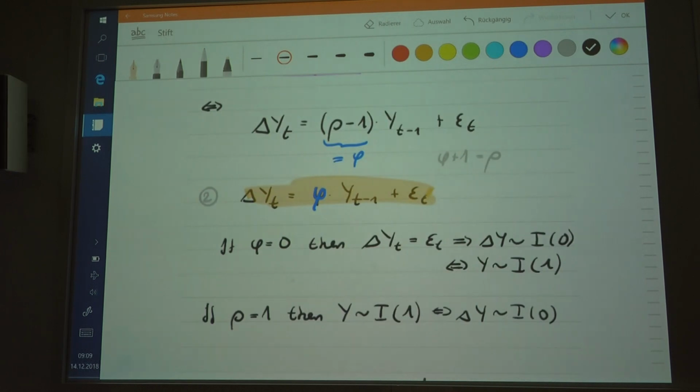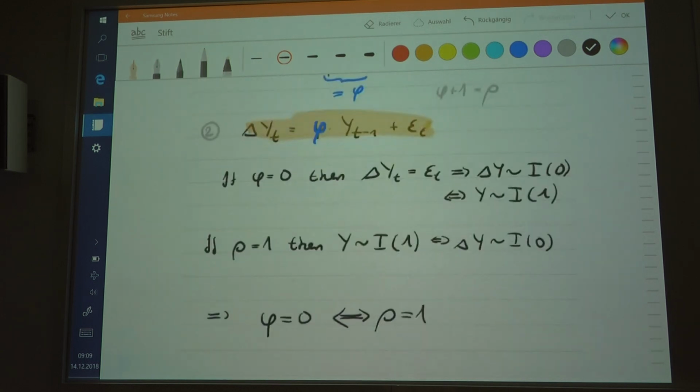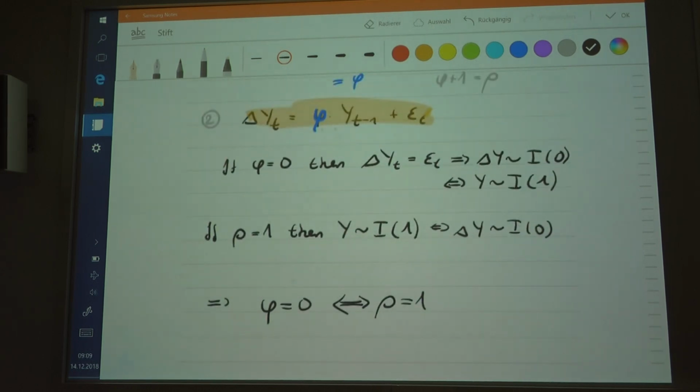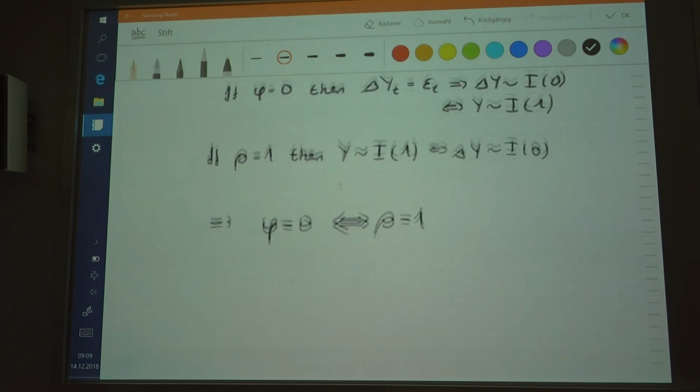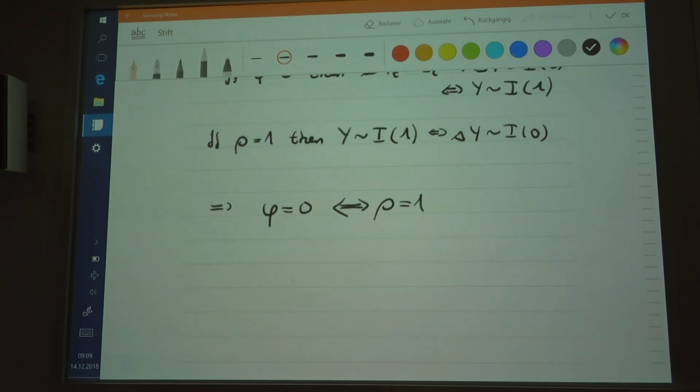I think the second part is more common because it tests for 0, so that is more intuitive at first sight. But I'm not sure. If rho is equal to 1, you have a random walk, because in that case the autoregressive model is not stationary, of course. I think the second one is more common, but it depends. So this is going to be the null hypothesis.